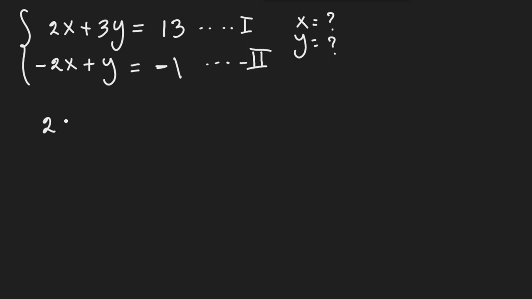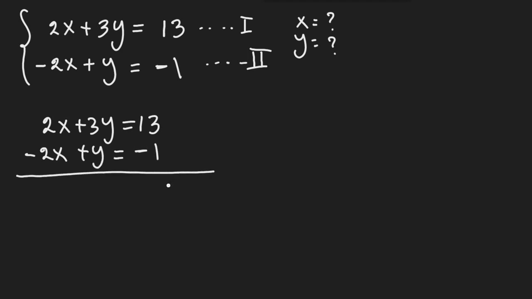I will write the equations again. 2x plus 3y equal to 13, and minus 2x plus y equal to minus 1. To eliminate, we will add these two equations together, the addition.